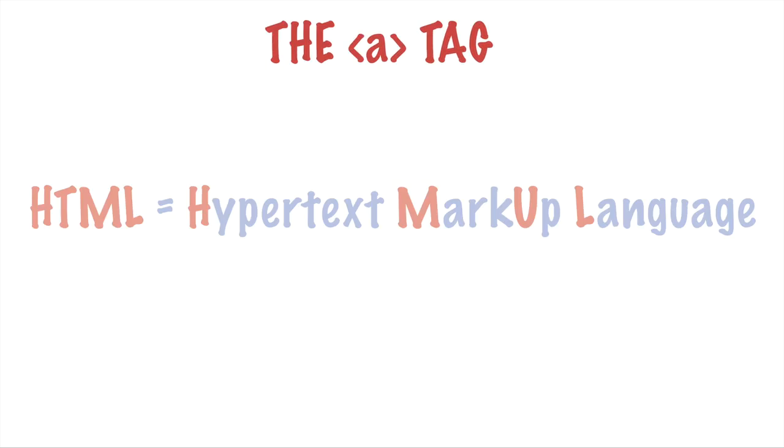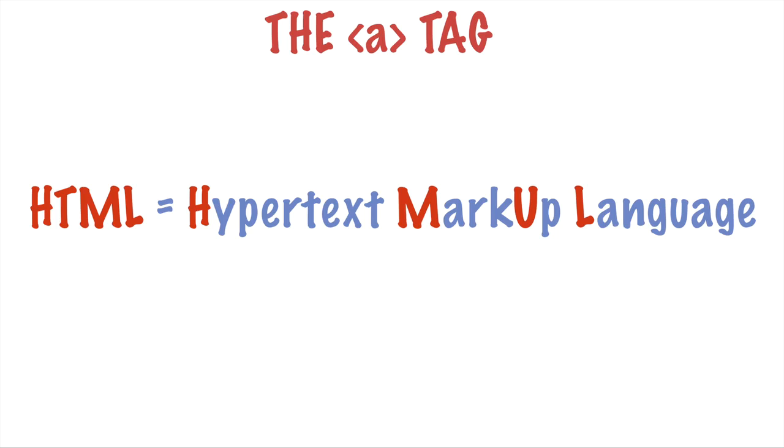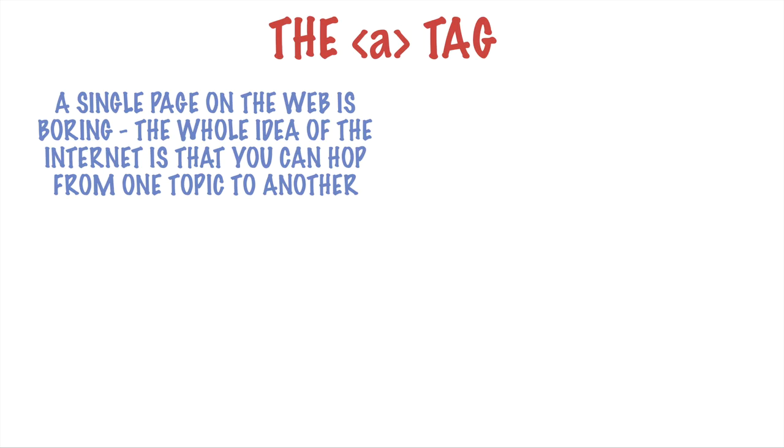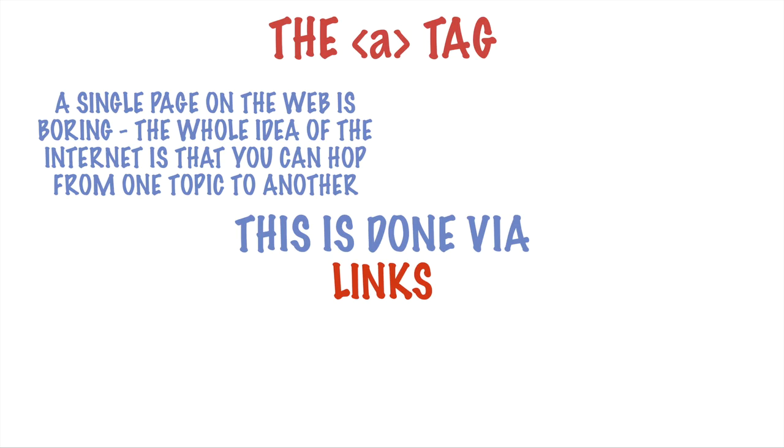In this section, we're going to talk about the A tag. The A tag is maybe the most ubiquitous and the most powerful tag in all of HTML. It almost defines HTML. Remember that HTML stands for hypertext markup language. Well, an obvious question then is, what is hypertext? And the answer is, hypertext is text with links. And links are what are defined using the A tag.